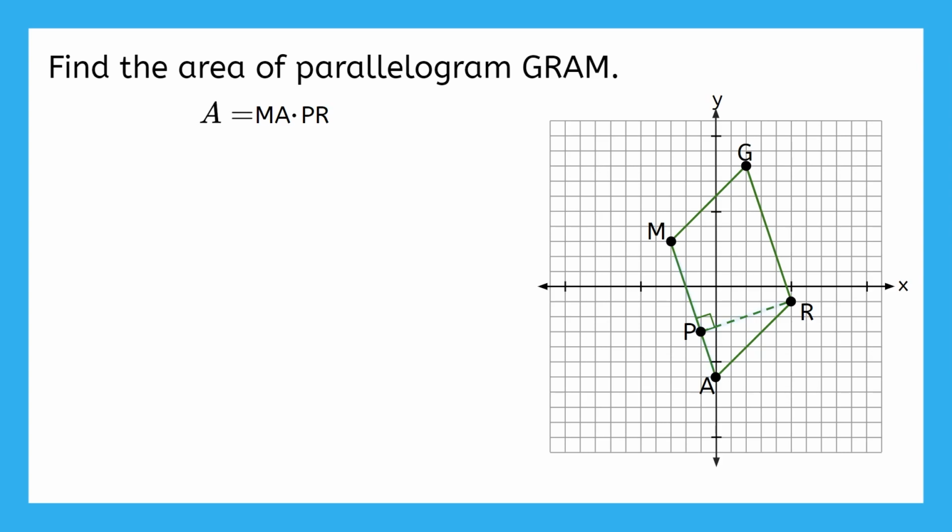Now we know which segments we need to find the lengths of, so let's go for it. Both of these segments are on a diagonal, so I can't easily count how many units their length is. Instead, we'll have to use the distance formula. Pause the video here and find the length of MA first.